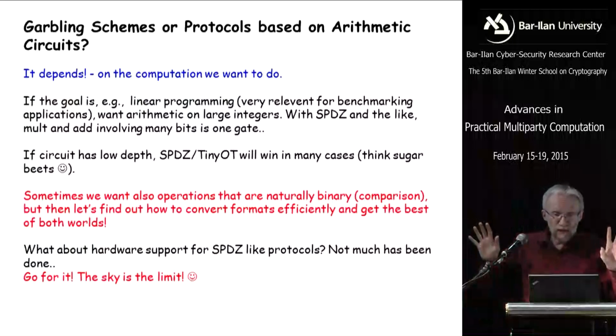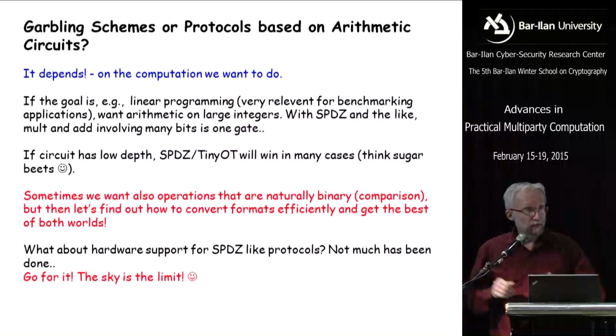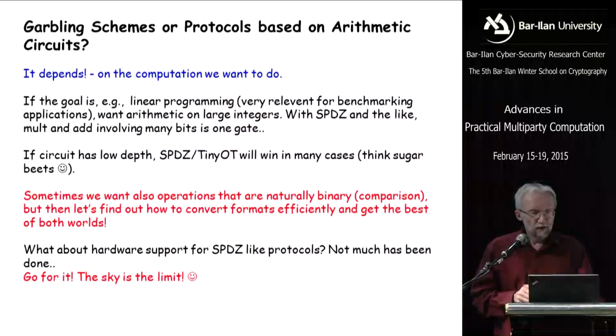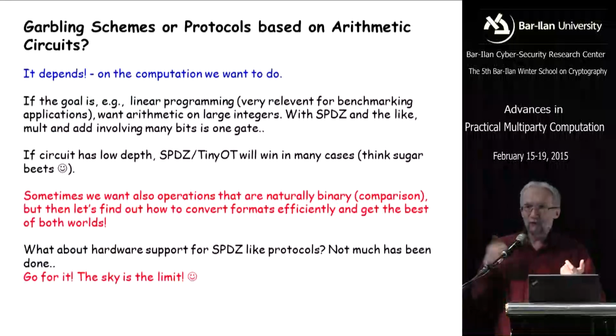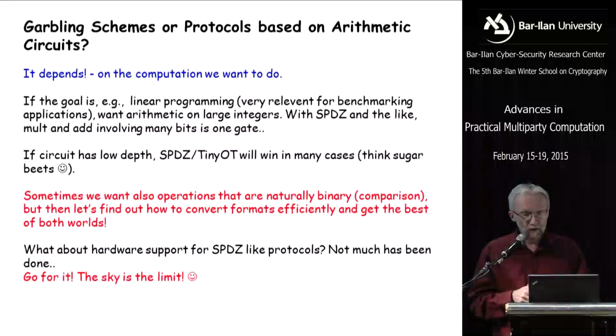Of course, sometimes we also want operations that are naturally binary, like comparisons, say. So to get the best of both worlds, you need to convert formats efficiently from binary to arithmetic. And I think there might be a talk tomorrow by Michael Zohner about exactly that thing.